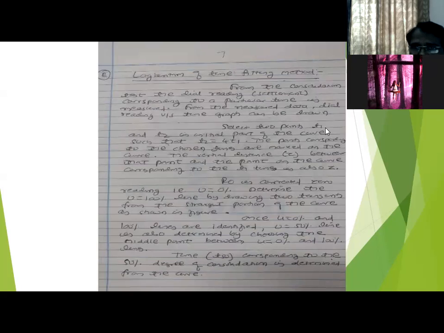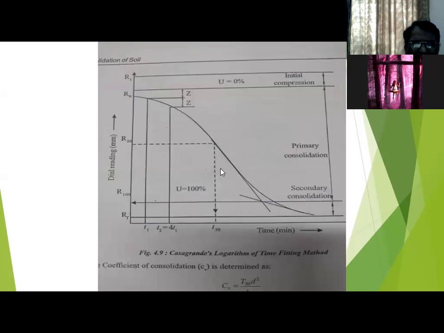Select 2 points T1 and T2 in the initial part of the curve such that T2 is equal to 4T1. The points corresponding to the chosen times are marked on the curve. The vertical distance Z between those two points on the curve is also Z. So everything is clear.